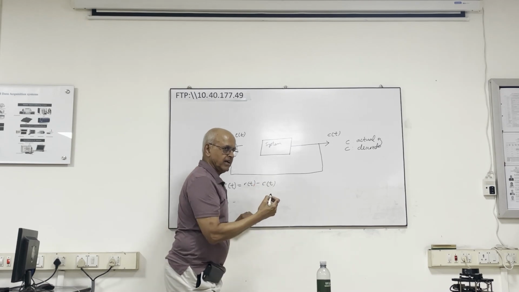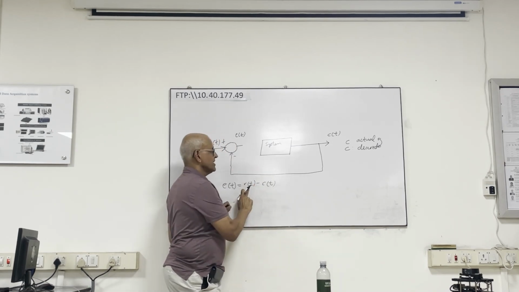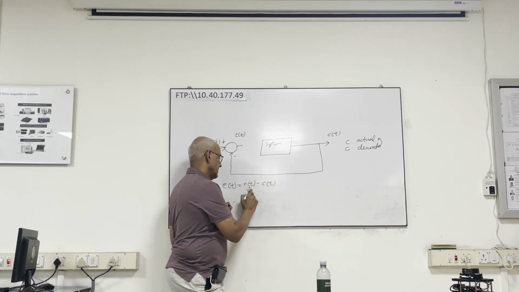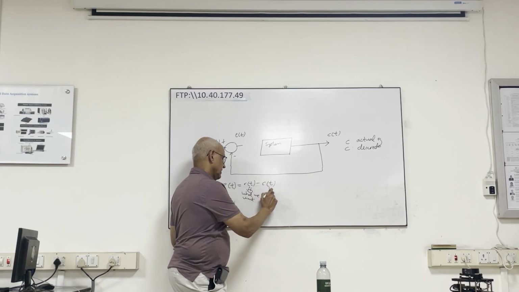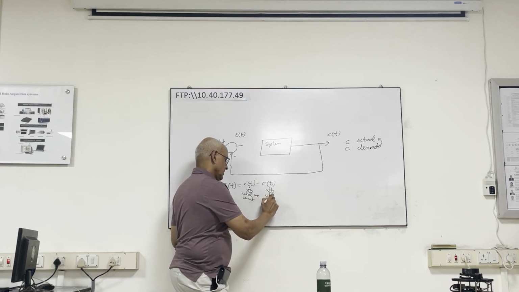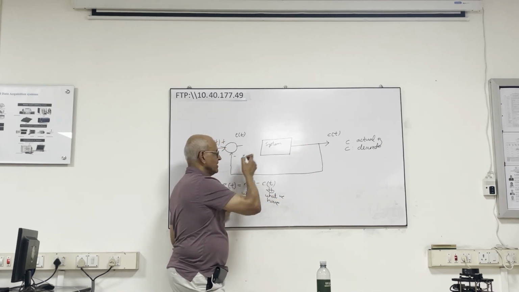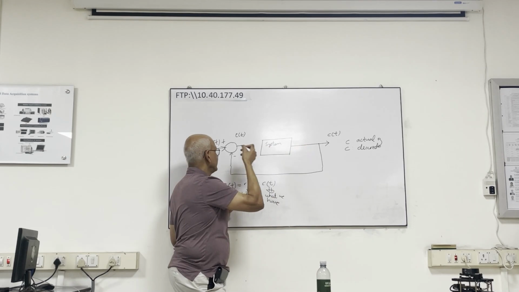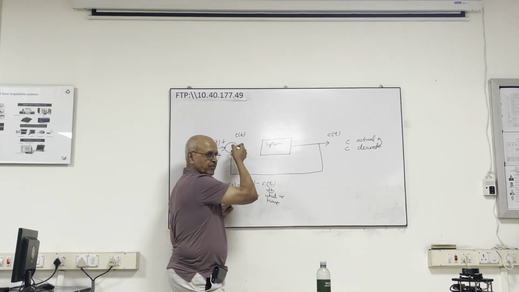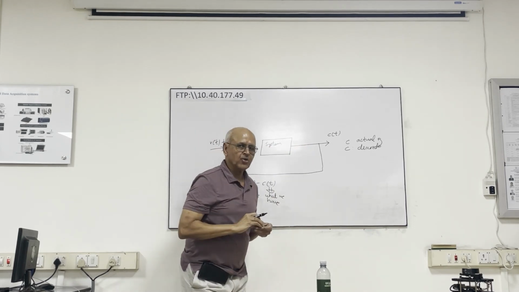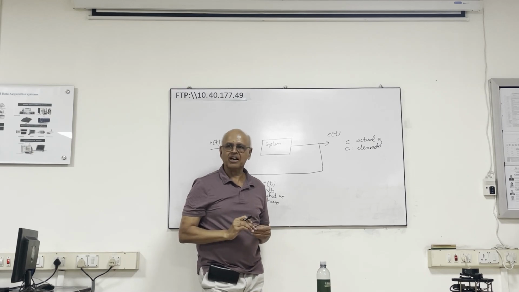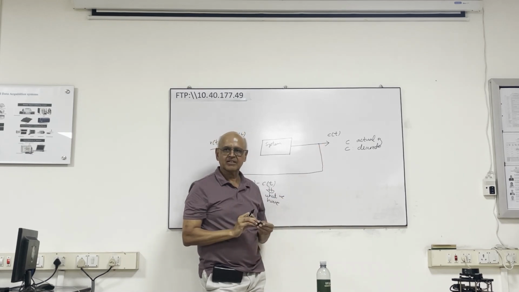You get the idea of an error? This R of t is what we want, and this is what we have. What we have, what we want. We want what we have to try and line up with what we want, right? So without creating this error signal, you have no chance of controlling that signal.